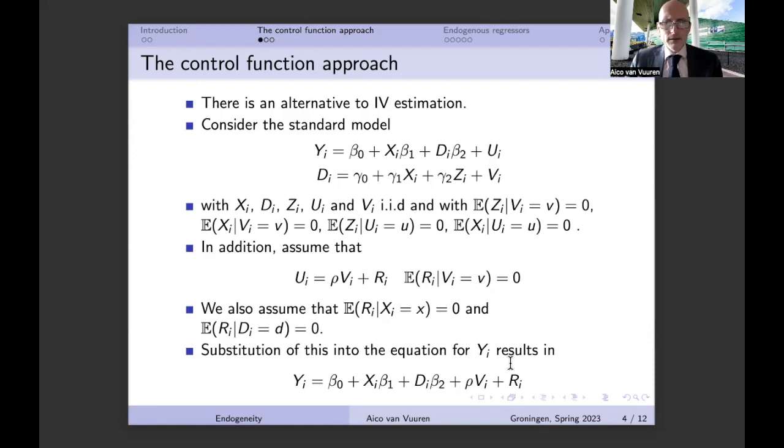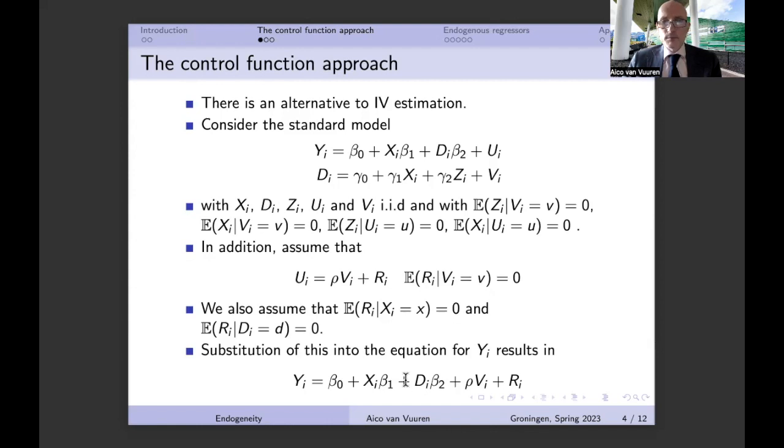We should realize that this last equation is a fantastic equation, because it immediately says that if we can run a regression with yi on the left hand side and regress it on x, d and v, then, given that r is not correlated with any of these variables, we are going to get unbiased and consistent estimators of beta 0, beta 1, beta 2 and this rho that we have over here. Well, that is of course very nice.